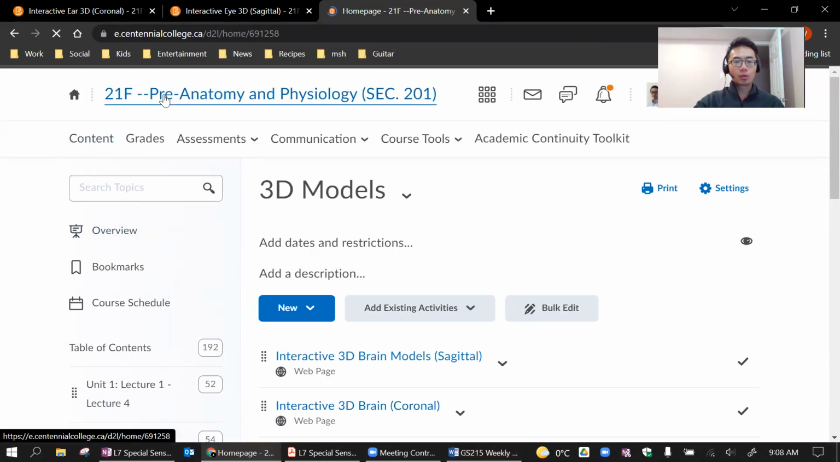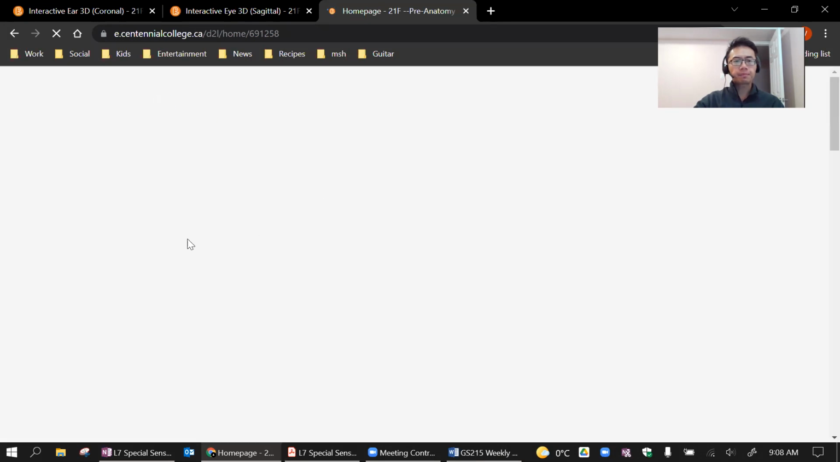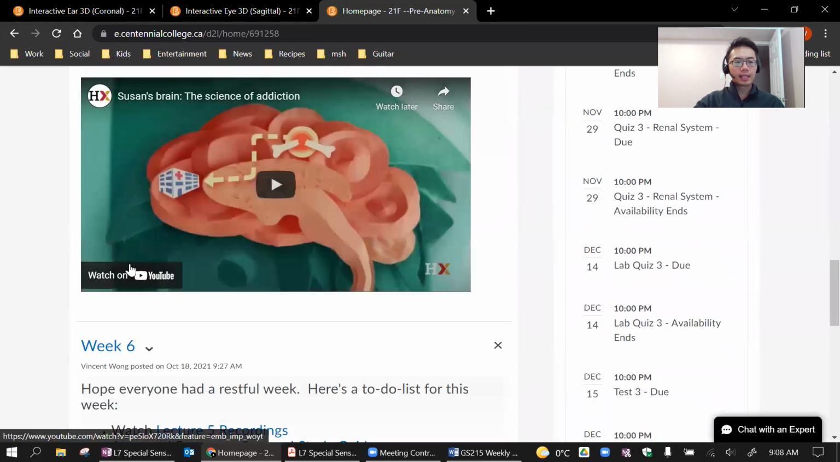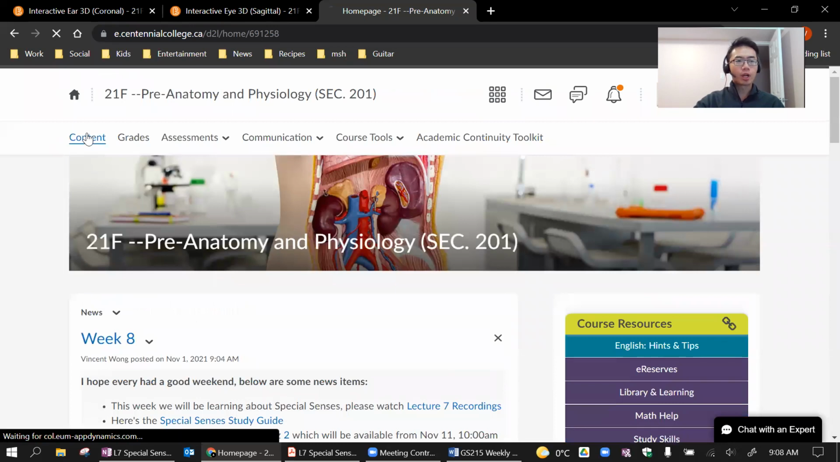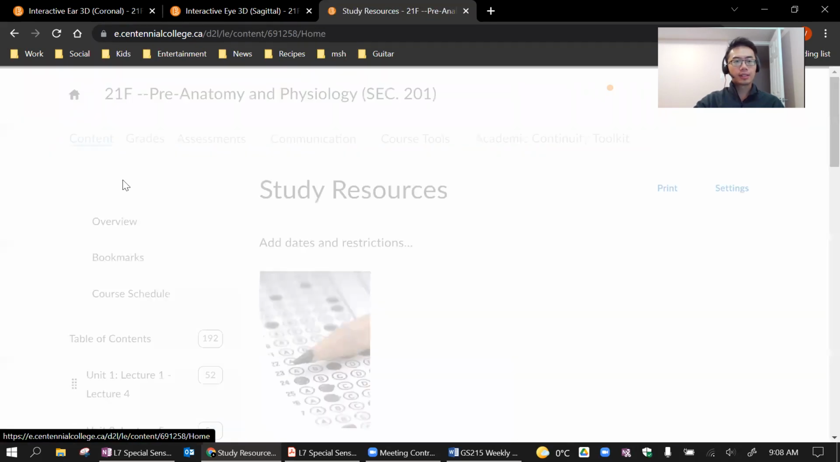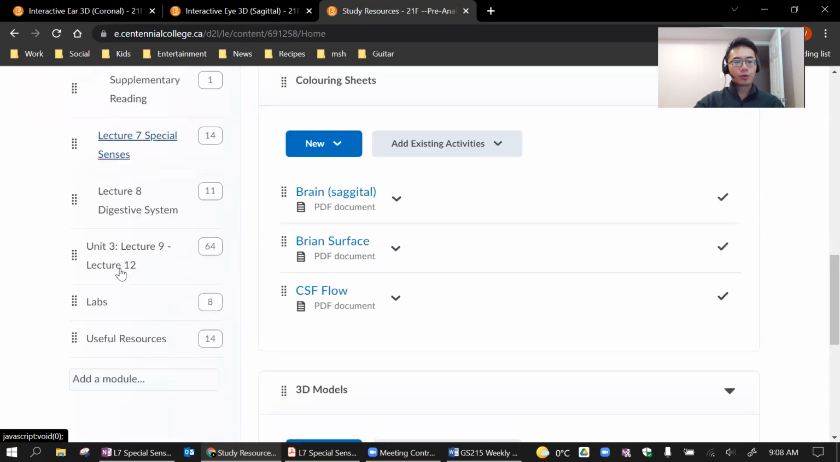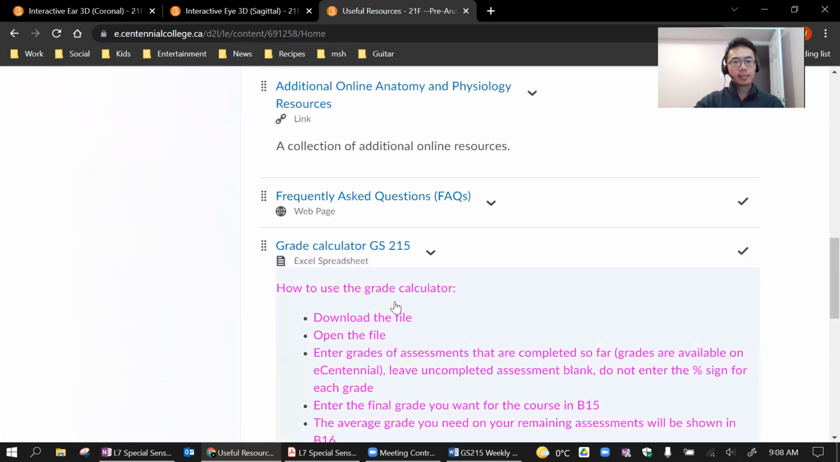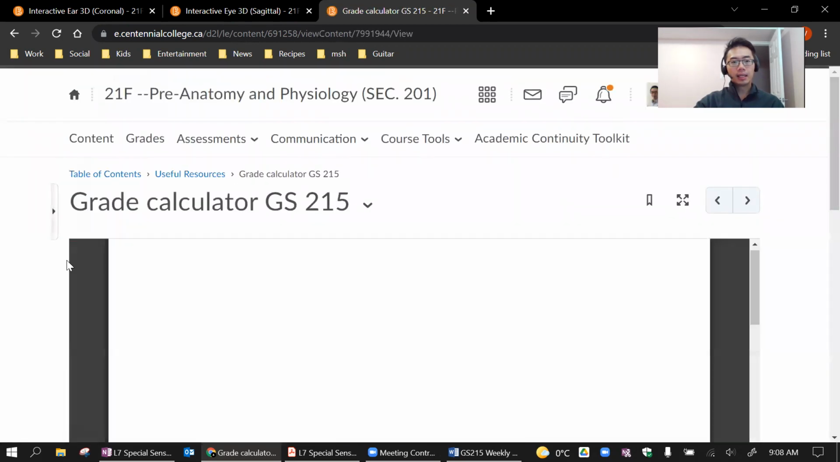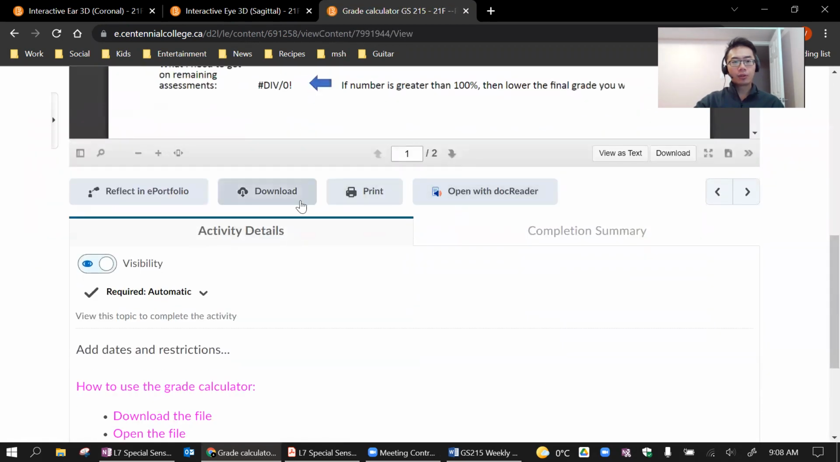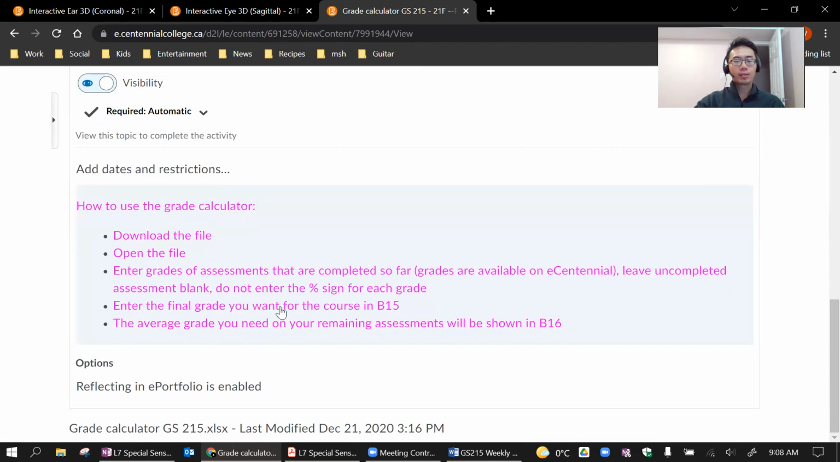On eCentennial, I should probably tell you this. If you go to the course homepage, if you go to content, and if you go to useful resources, there is a grade calculator. Okay, so if you click on that, you can download it. You have to download it for it to work. It's an Excel file that I created. So you download it, and then this tells you how to use it.